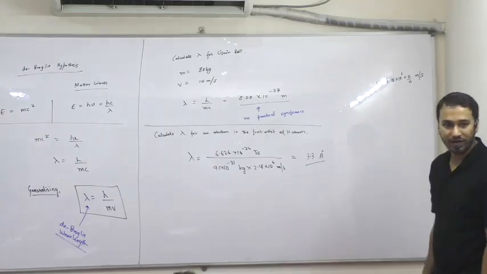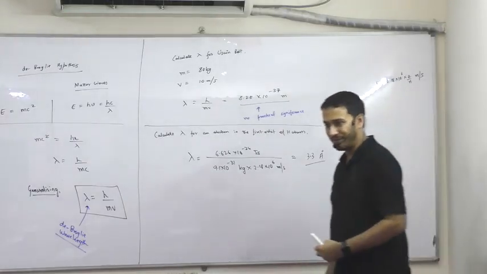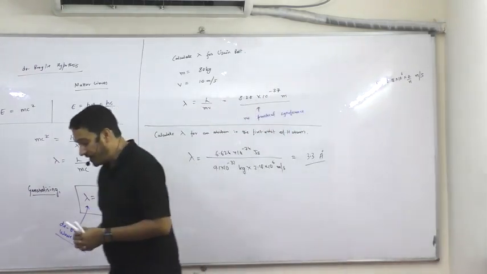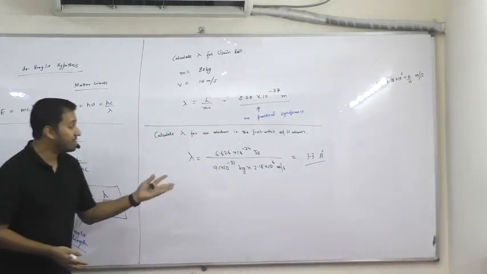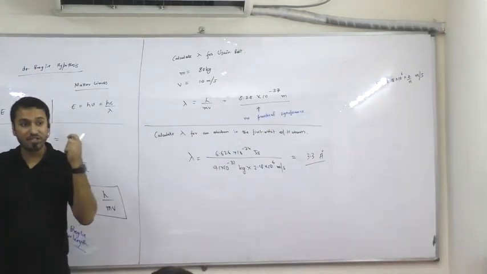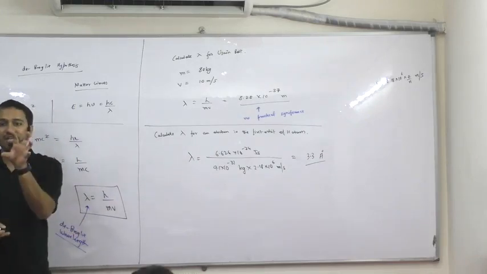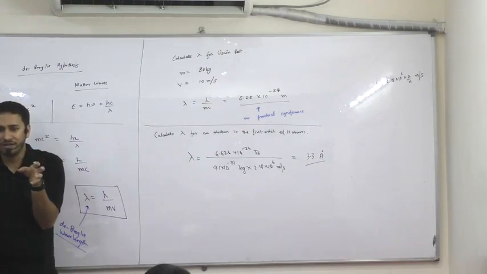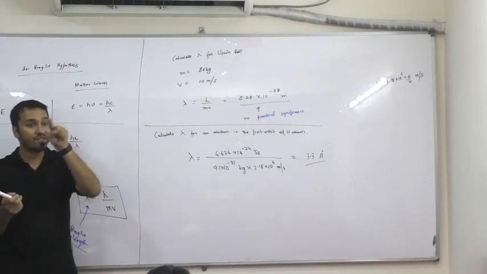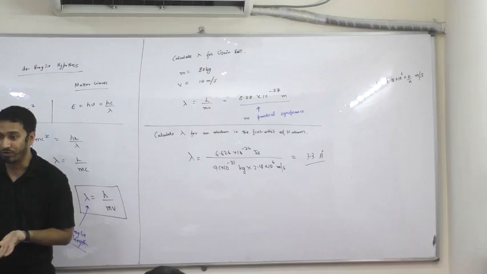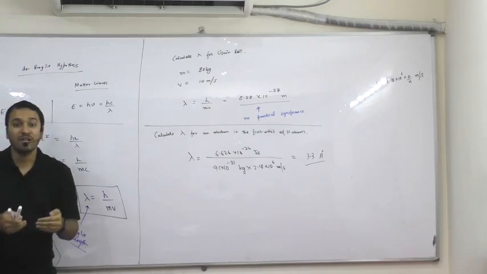3.3 Armstrongs. Now this value is significant. If an electron is behaving as a wave and it has wavelength 3.3 Armstrongs, this is a significant value. We cannot ignore this value because the size of the atom is also a few Armstrongs. And the electron is moving as a wave with wavelength in a few Armstrongs. Now this value becomes important.